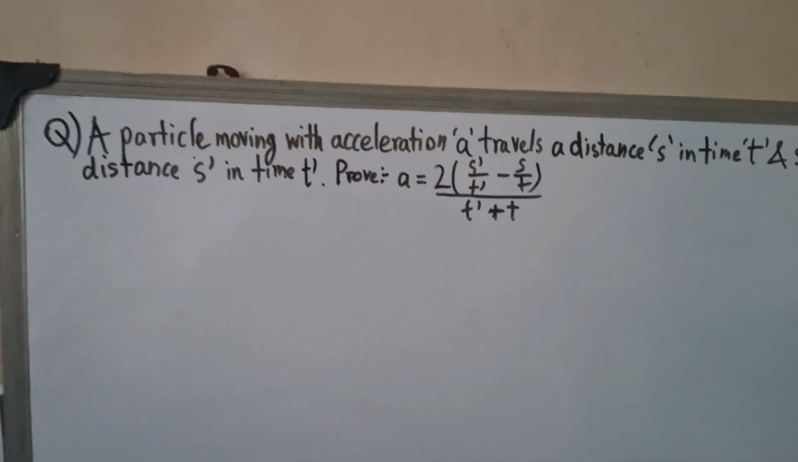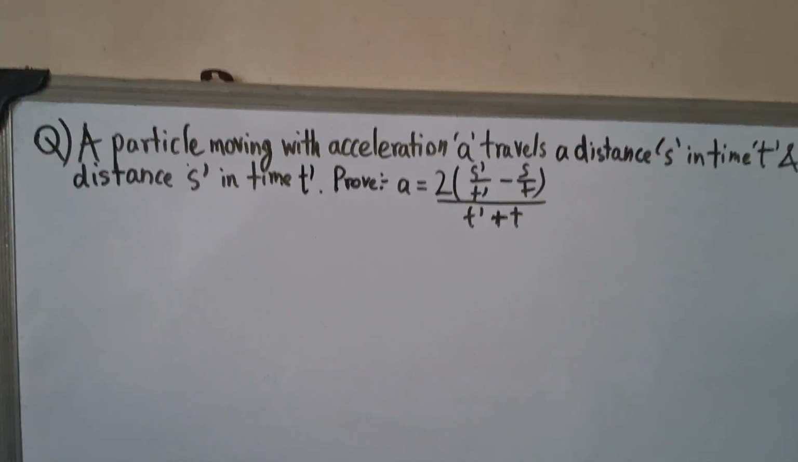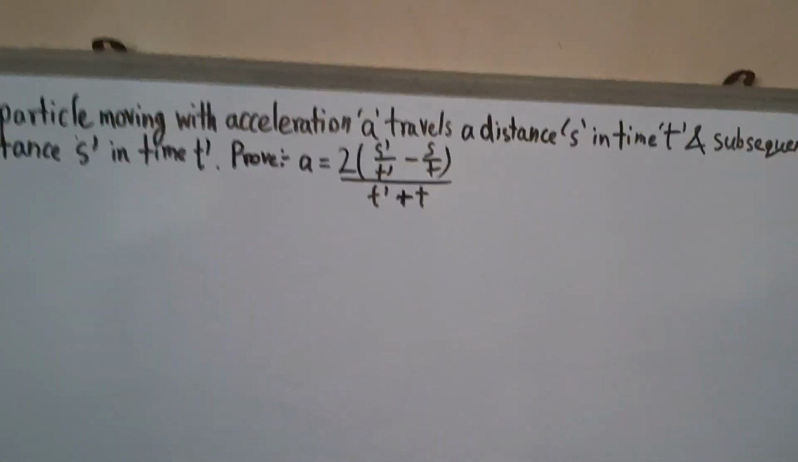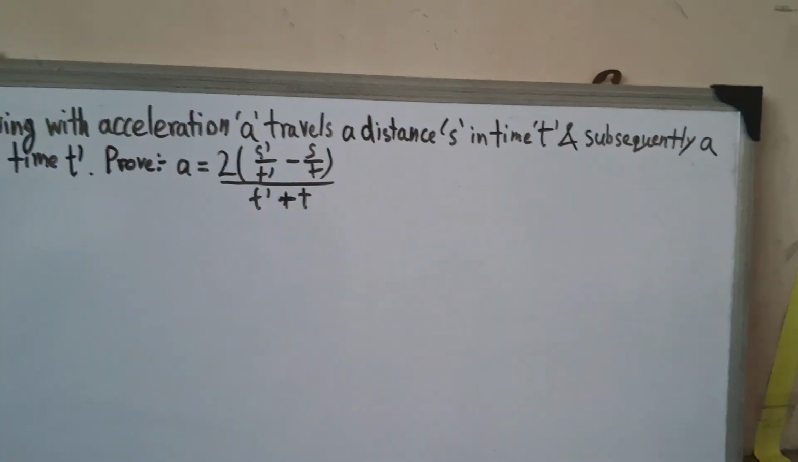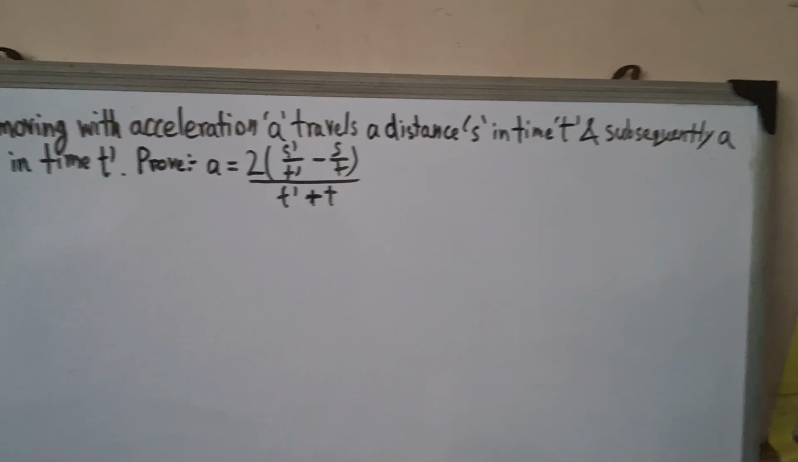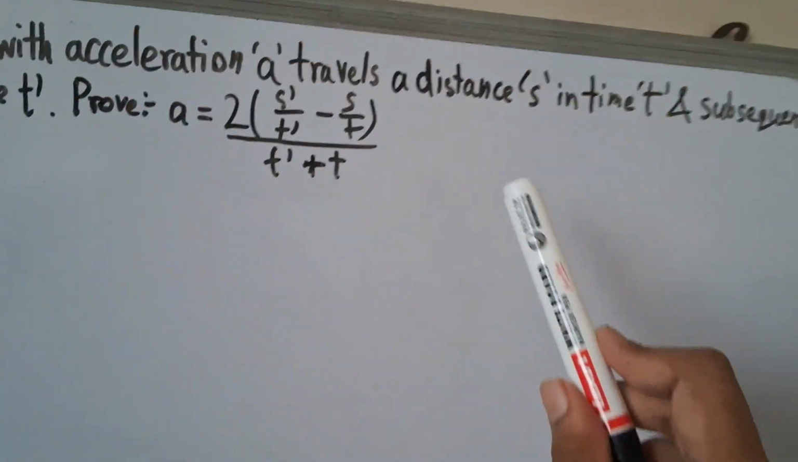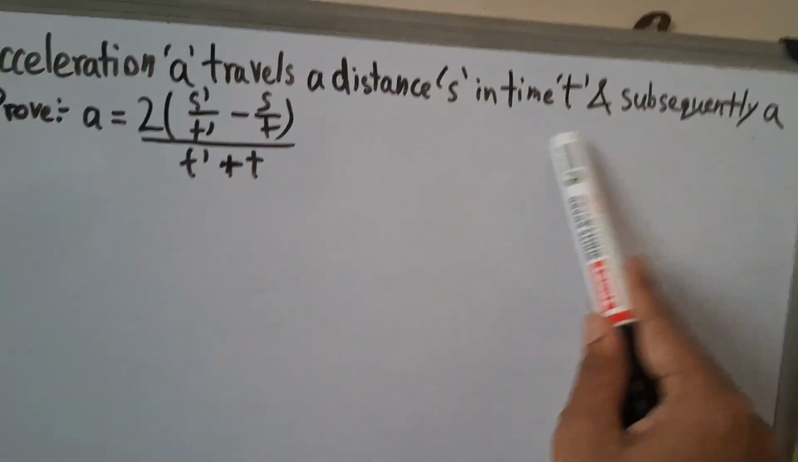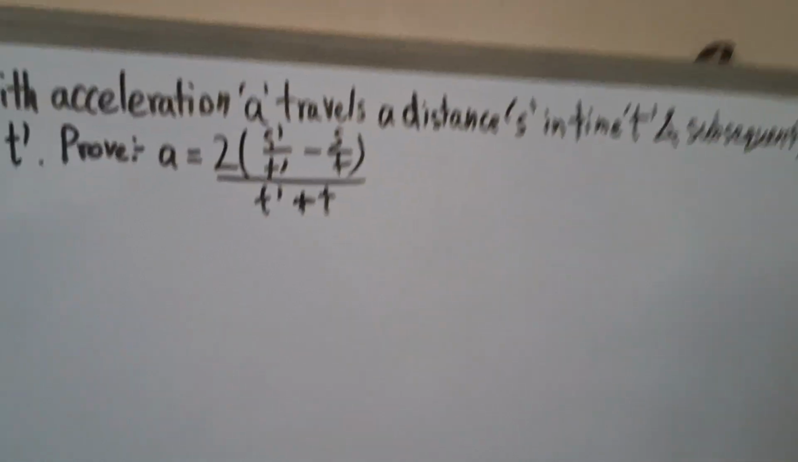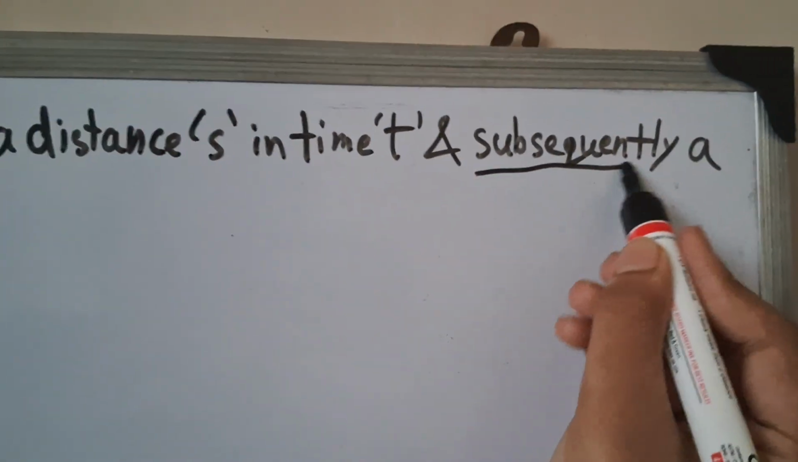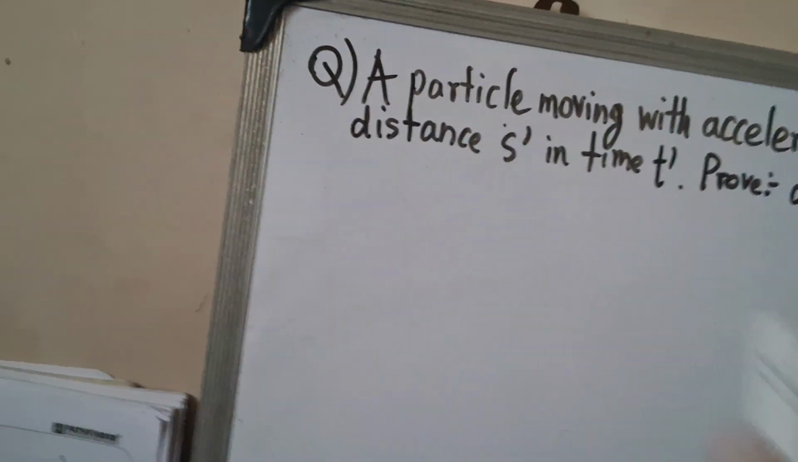And guys, take a look at this question. This is probably the third video on this channel. A particle moving with acceleration a travels a distance s in time t and subsequently, this is a very important word we have got here, subsequently, a distance s dash in time t dash.